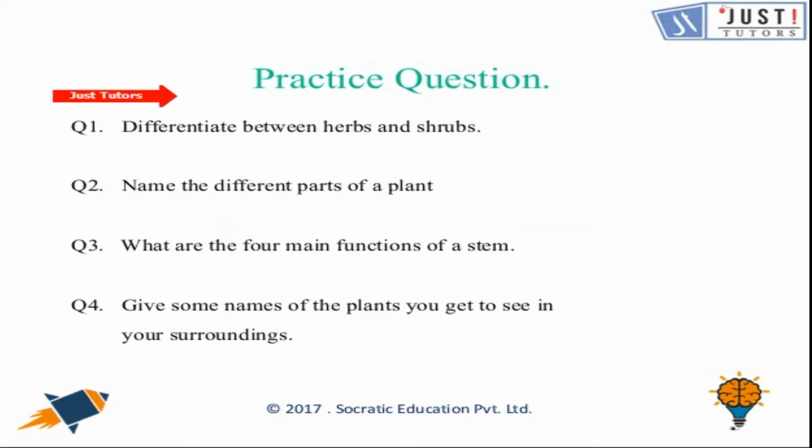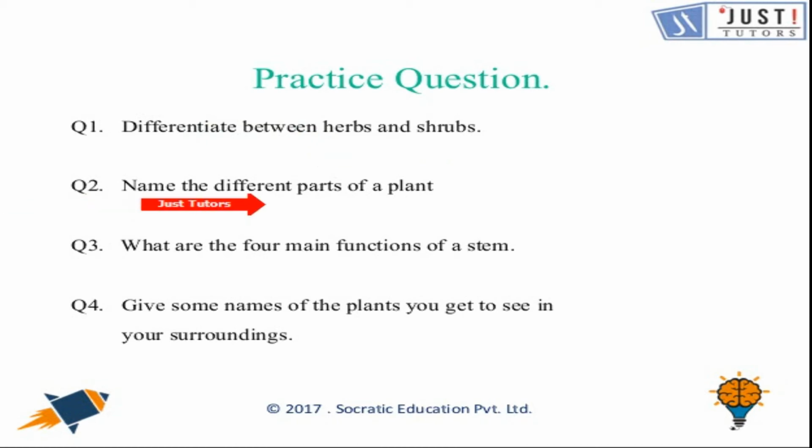So here we are on to the practice questions. You can pause the video and you can answer these questions. Okay. Now the first question is differentiate between herbs and shrubs. So you can differentiate between them by the stem. So in herbs, the stems are green, and some herbs do not have any stem. While in shrubs, they do have stems, but they're not thick.